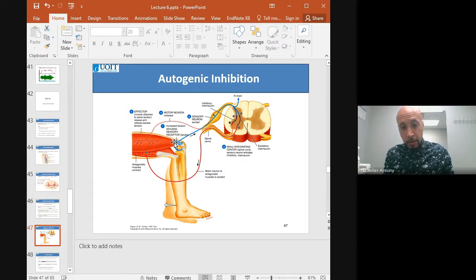So here we have increased tension in the muscle. It's going to start firing the Golgi tendon organs, and that is going to go in, because it's sensory, into the spinal cord, and then reflexively through interneurons turn off that muscle. So see how its dotted line is inhibition?